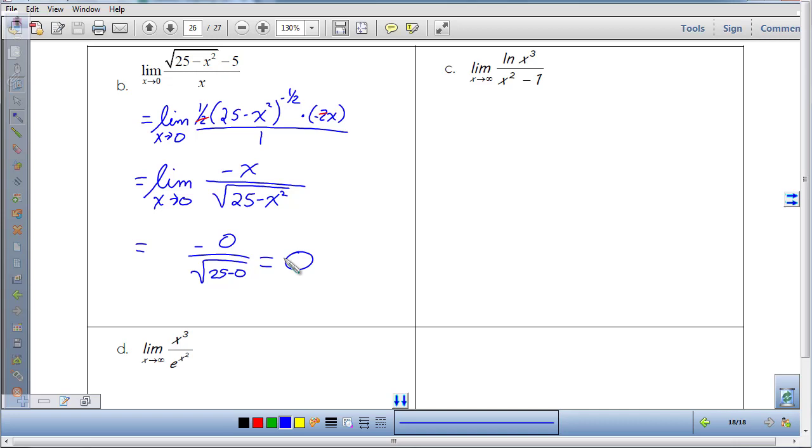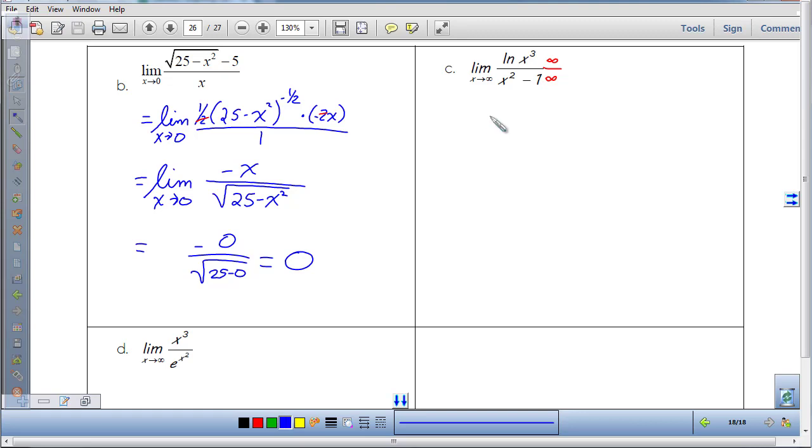All right, what about C? If we tried to evaluate the limit as x approaches infinity, does this give us an indeterminate form? And the answer is yes. In this case, x is getting larger, and as x continues to get larger, so does natural log of x cubed. It just keeps growing and growing. So we get infinity up top, and then on the bottom, as x gets larger, so does x squared minus 1. It continues to grow. All right, so we get the indeterminate form of infinity over infinity, which is one of the valid forms that allows us to use L'Hopital's rule.